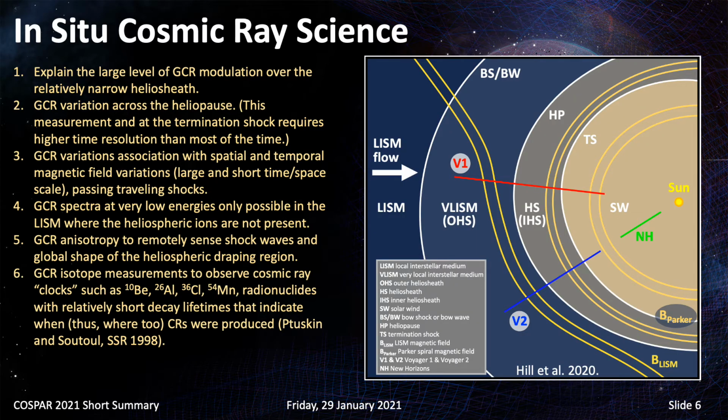And in addition, another interesting topic is looking at GCR isotopes. This allows us to observe cosmic ray clocks, and the decay lifetimes allow us to determine when and where cosmic rays are produced. And so this is a topic that should be addressed by an interstellar probe mission.